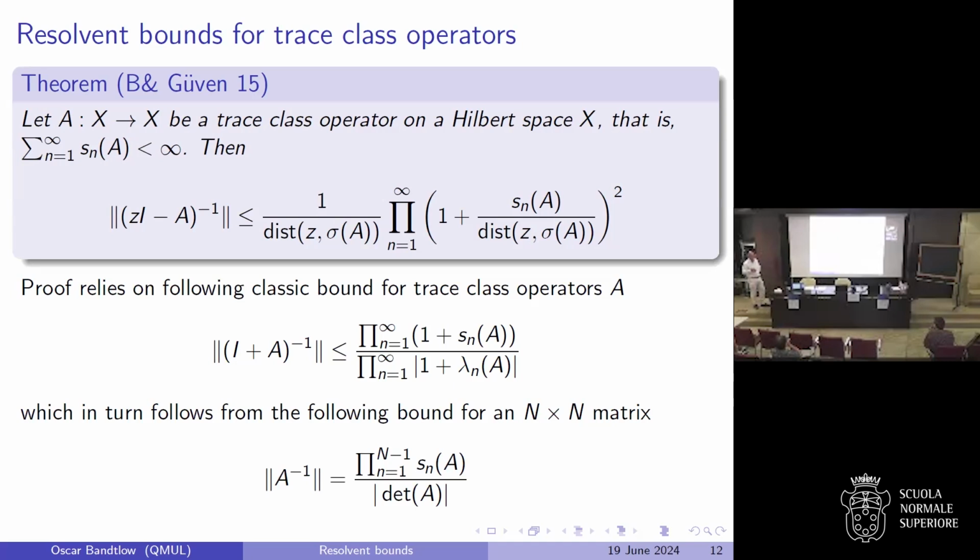And how do you get this? This is something that, again, is also classical. I'm not sure whether you've seen this before. This is a bound for an n times n matrix. If you have an n times n matrix, then the spectral norm of its inverse is equal to the product of all the singular values apart from the last one, divided by the determinant.